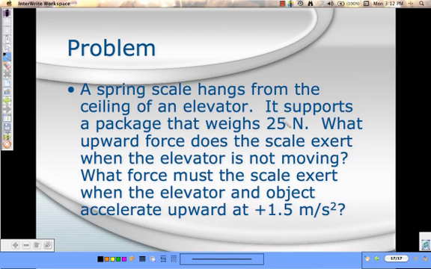To find our net force, you're going to have to find the mass of that package, right? And multiply it by 1.5. And then add those two forces together. So you're going to take 25 newtons divided by 9.8.